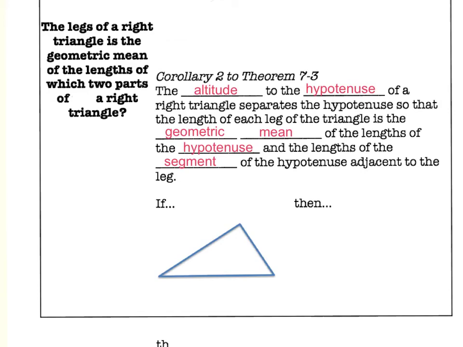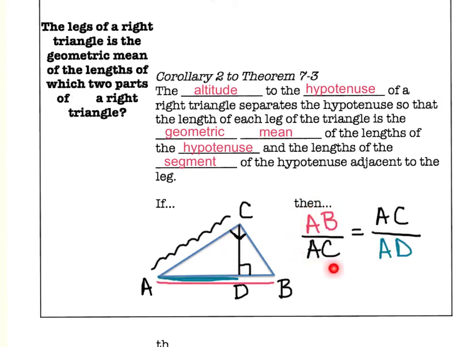So if we have the right triangle ABC with the altitude CD, then AB over AC is equal to AC over AD. Because again, AC, which is one of the legs, is the geometric mean of the hypotenuse.